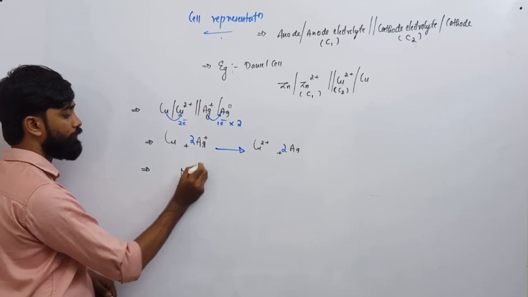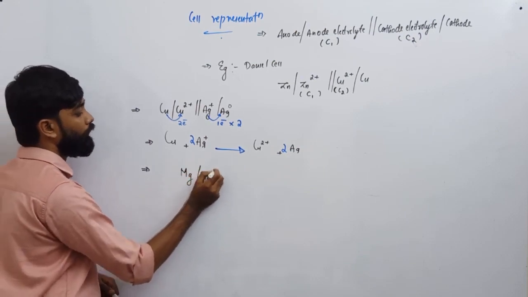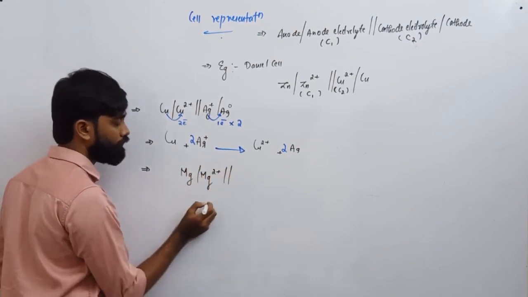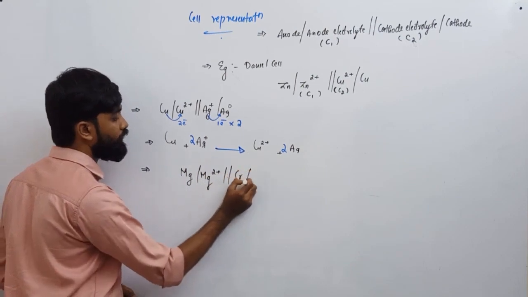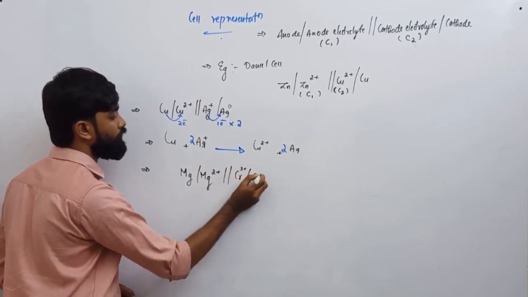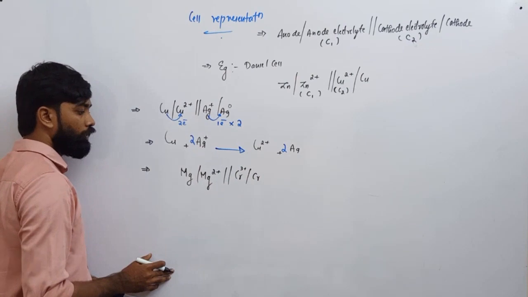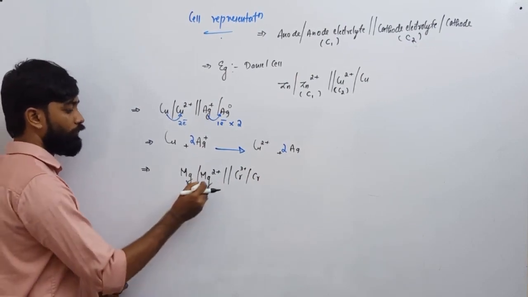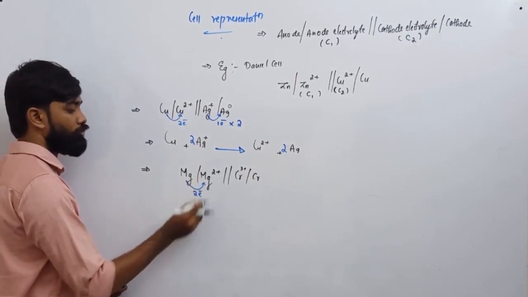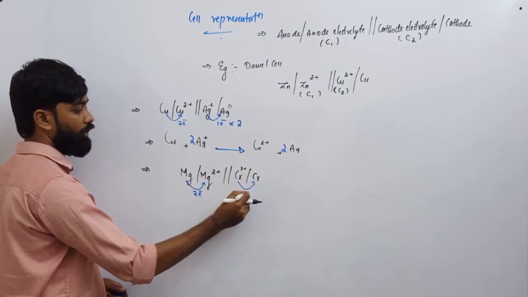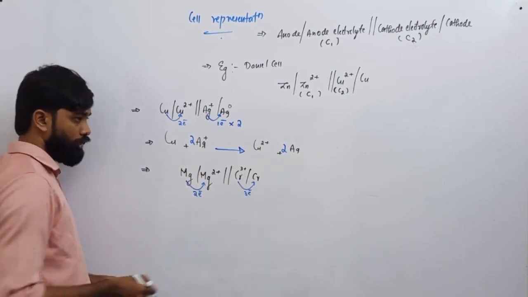If I have Mg bar Mg2+, and Cr3+ bar Cr, this is the reaction. First of all, you have to count how many electrons are lost: 2. How many electrons are gained: 3. So this is not okay.